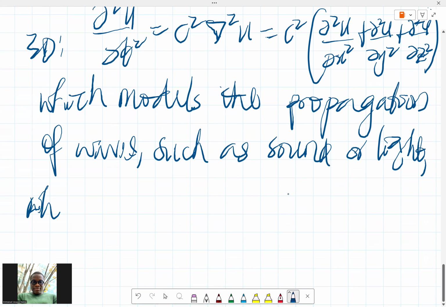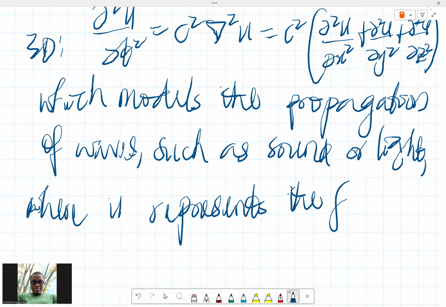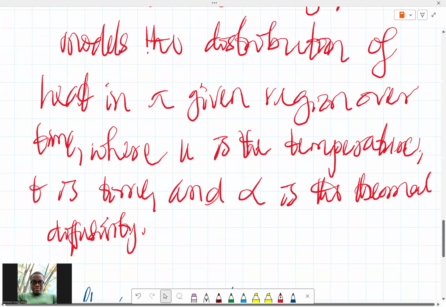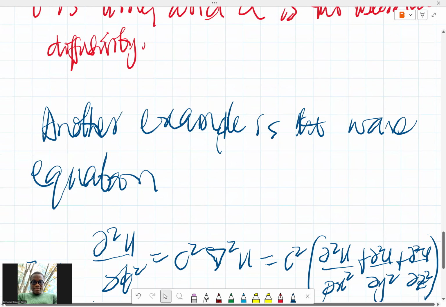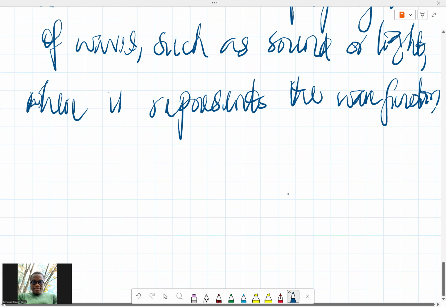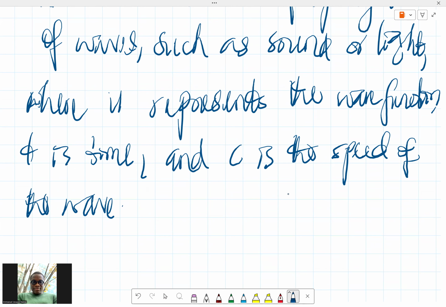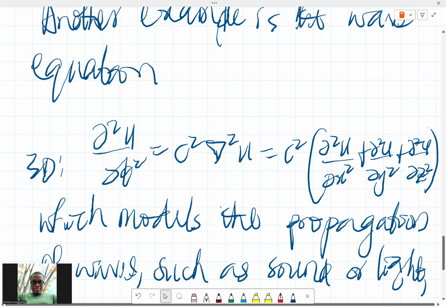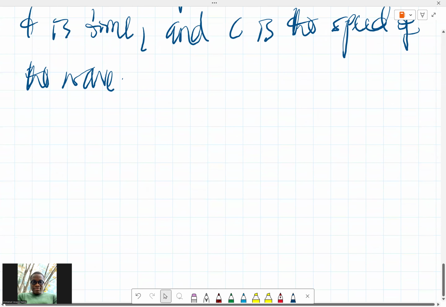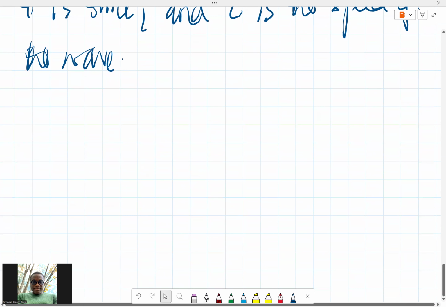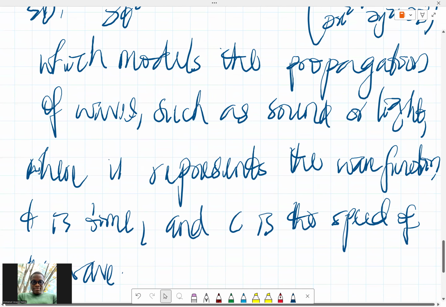Here, U represents the wave function. In the case of the heat equation, U represents the temperature, but here U represents the wave function. T is time, and c is the speed of the wave. A very good example of this is any stringed instrument like guitar, violin, viola, violoncello, or something like that. Anything that has strings is a very good example of where you can study how a wave is distributed in the strings.